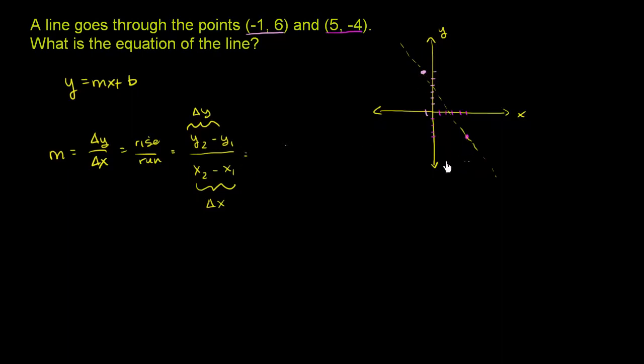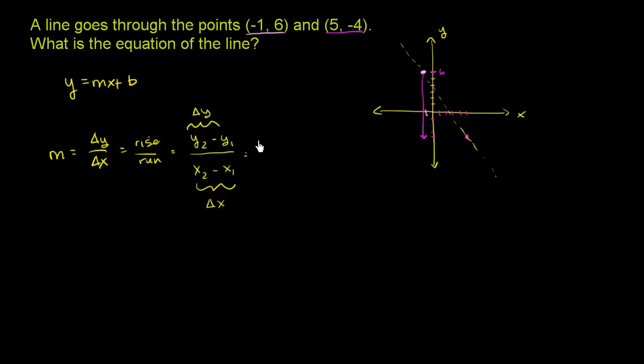So what is our change in y? We started at y = 6, and we go all the way down to y = -4. That is our change in y. You can look at the graph: if I start at 6 and go to -4, I went down 10. Or if you use this formula, it gives you the same thing.